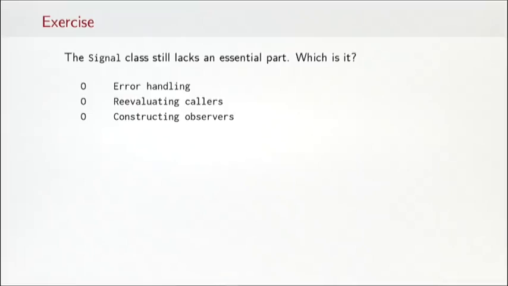So if you followed so far, then you should notice that there's one bit of the implementation of class signal still missing. Which is it? Is it error handling, or re-evaluating the callers, or constructing the observer set?